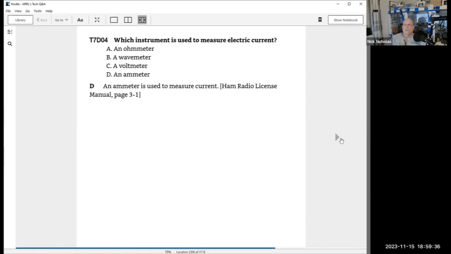Which instrument is used to measure electric current? Now, what is current? Current is the flow of electrons. When we measure it, it has a unit called amps. So a meter that measures amps must be an ammeter. D would be the correct answer. Right, back to the class. I'm going to share the questions and answers again.